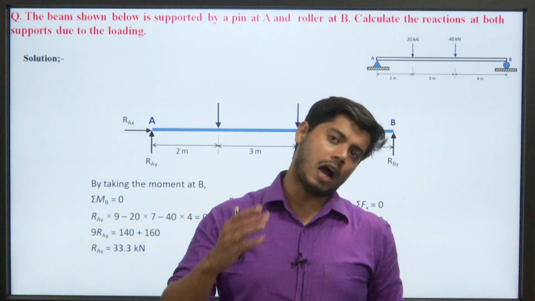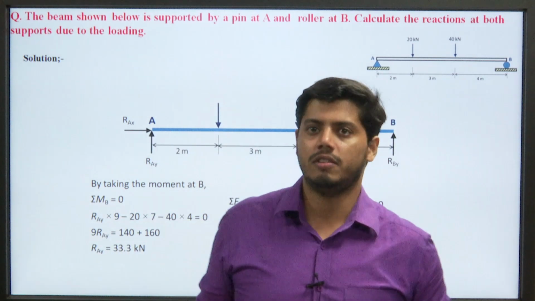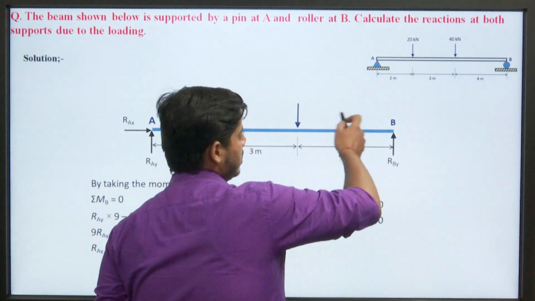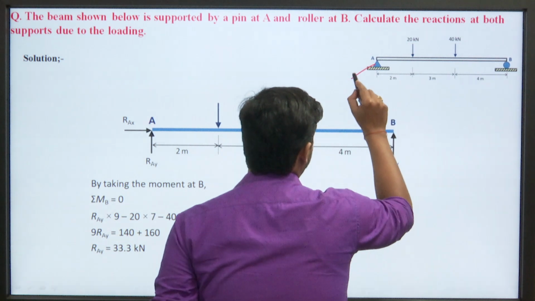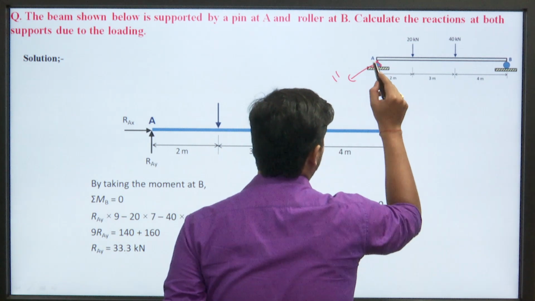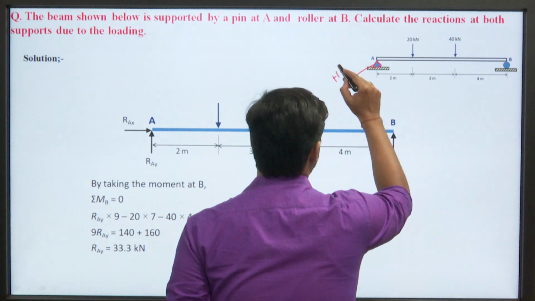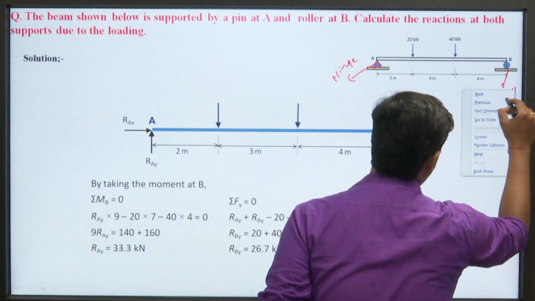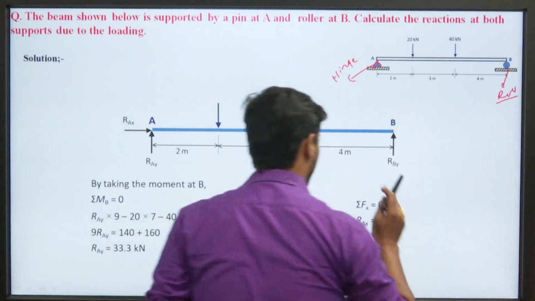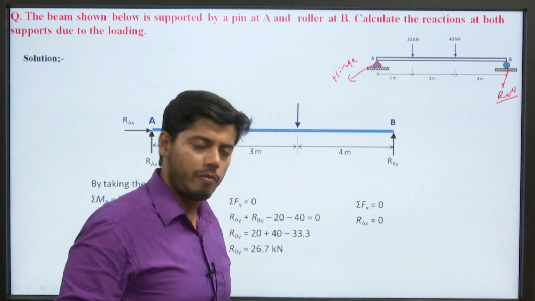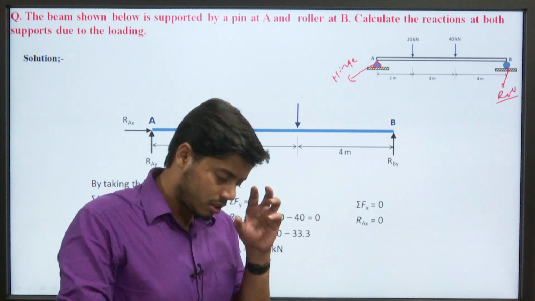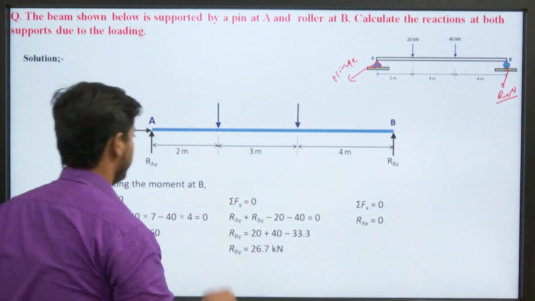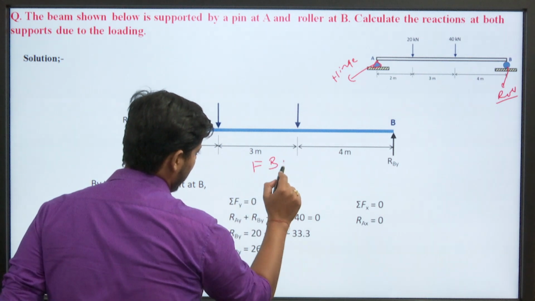Now, let us take an example of how we can calculate the support reactions. This is the basic example. This is our simply supported beam, where one end of the beam is hinged. This is the symbol of a hinge support, and this is the roller support. The first step for calculating is to draw a free body diagram. Free body diagram means that we just show the loads and reactions developed in the beam. This is the free body diagram.